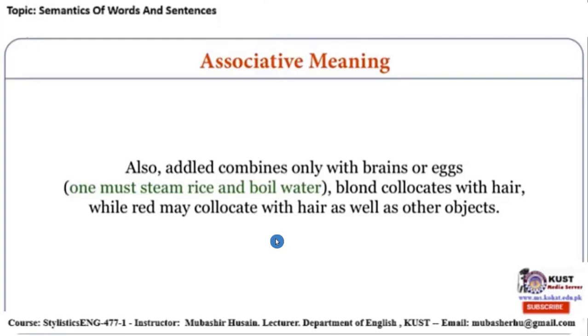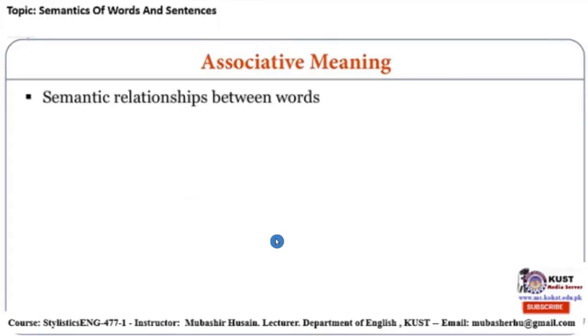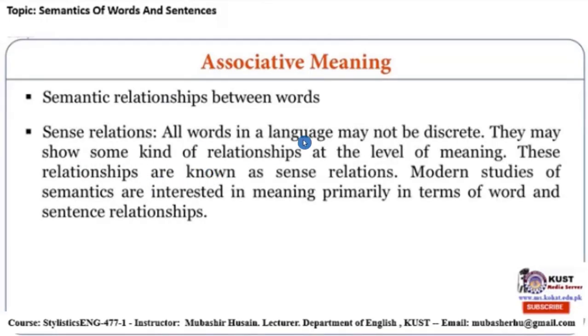So that's why it is essential to refer to the semantics of words as well as the semantics of sentences. There is a relationship between words, and that relationship is the semantic relationship, also known as sense relation. All words in a language may not be discrete; they may show some kind of relationship at the level of meaning. These relationships are known as sense relations. Modern studies of semantics are interested in meaning primarily in terms of relationships between words and sentences.